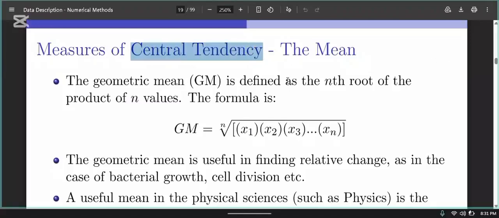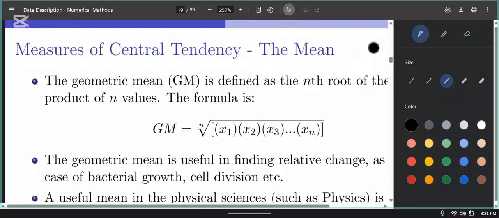The central measures of tendency, of which there are three. There is the mean, then there is the mode, then there is the median. Like we saw, the mean is actually a good representation of a measure of central tendency.